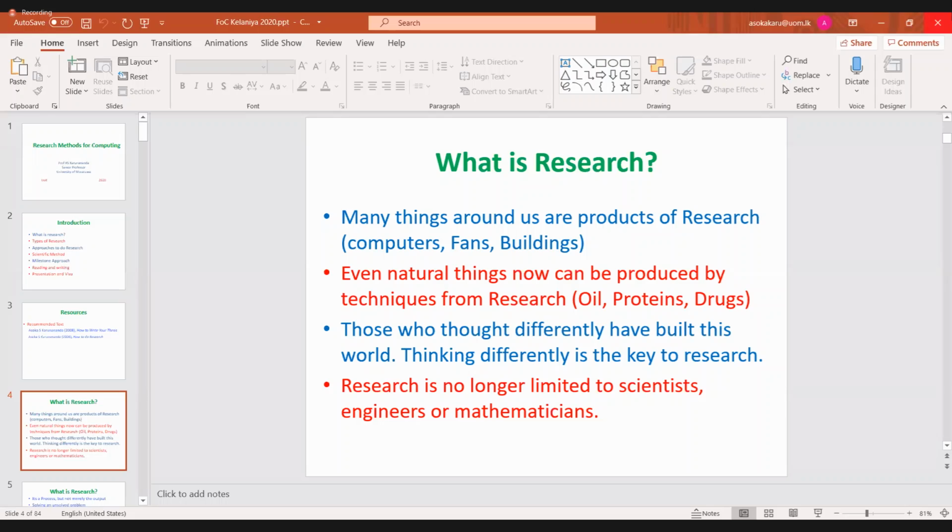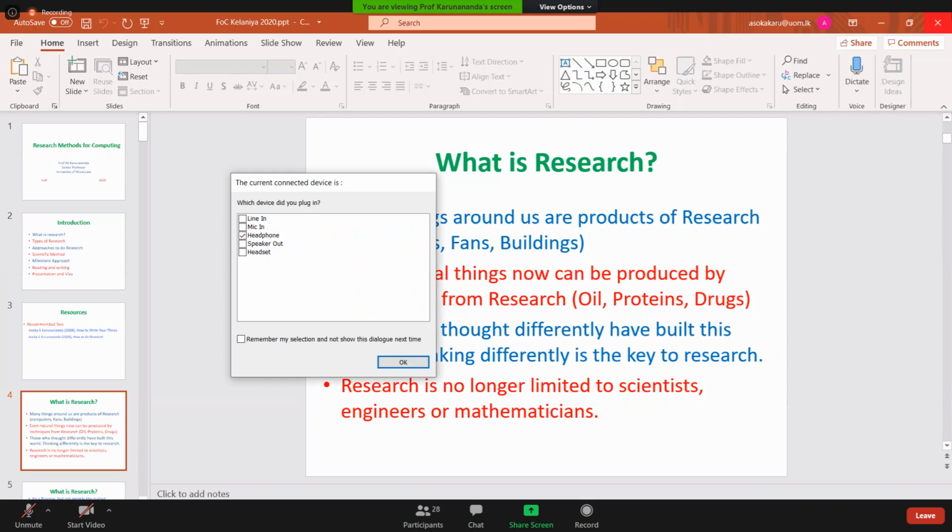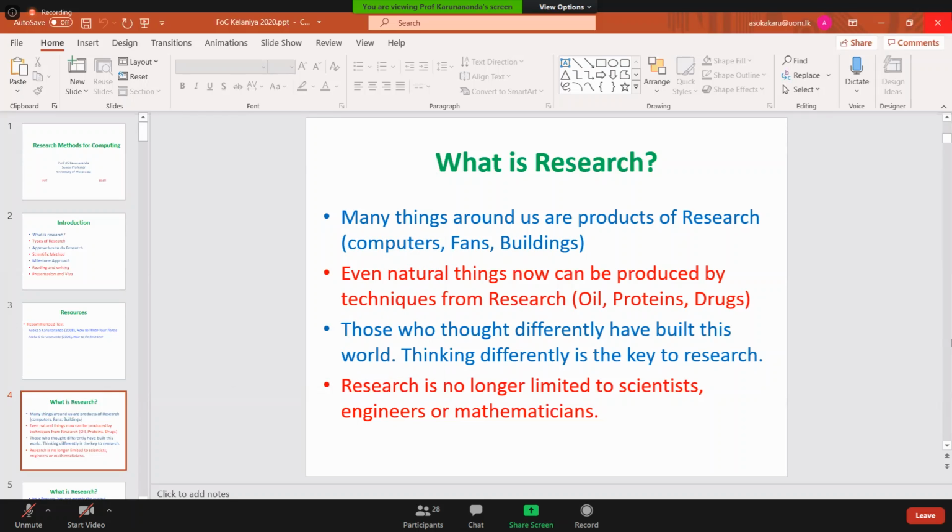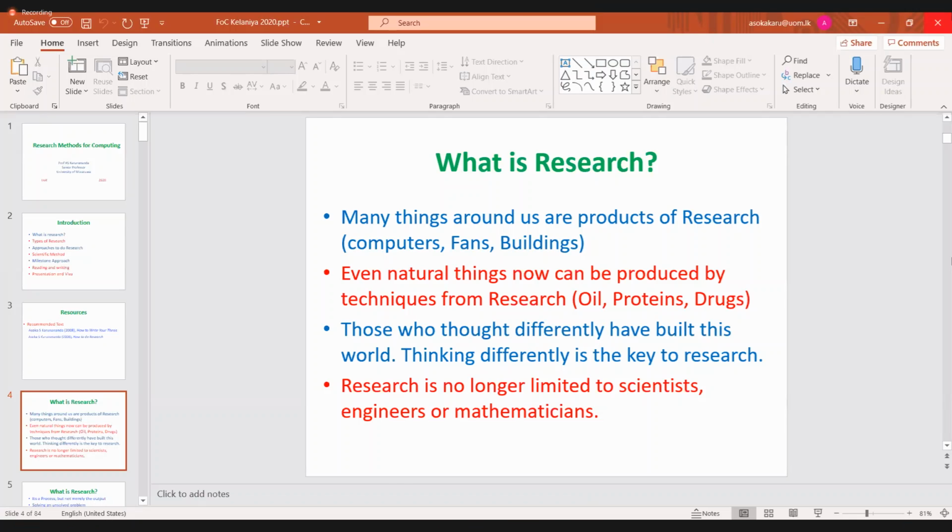If you are really thinking, these are the products coming from research. Computer, because some people did some research and they developed this machine. So the electric bulb, Thomas Alva Edison and people like that did research and developed this bulb. Fan is also like Faraday and people like that did it. So actually you can see the first sentence you may want to write: many things around us are the product of research.